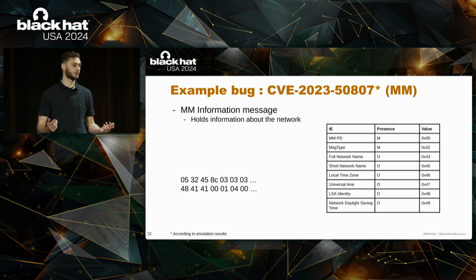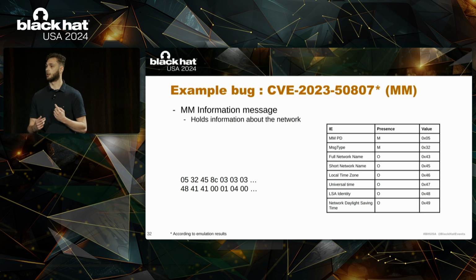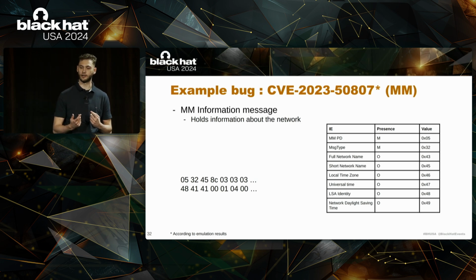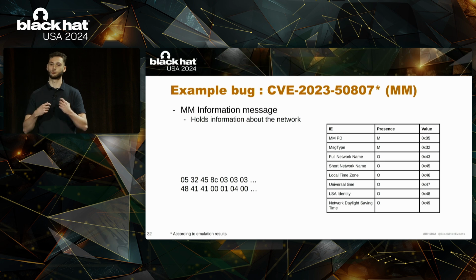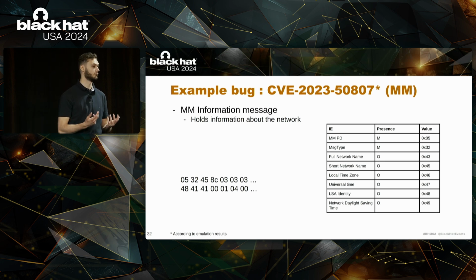So let's look at an example. This is based on our emulation results. The phone does behave a bit differently over the air, but it happens when you send a malformed information message. An information message is typically used by the network to supply the phone with information about the network.